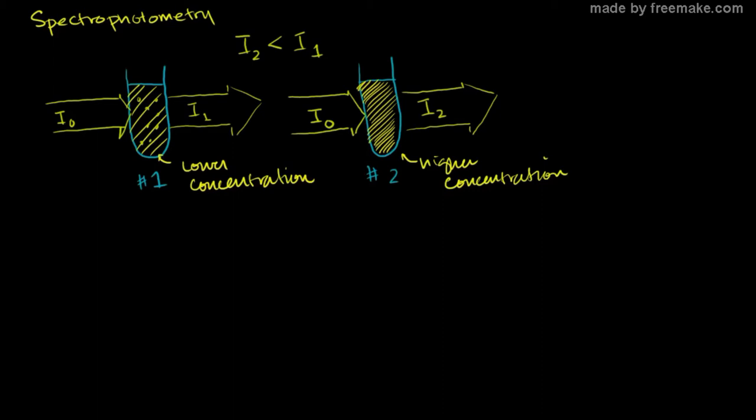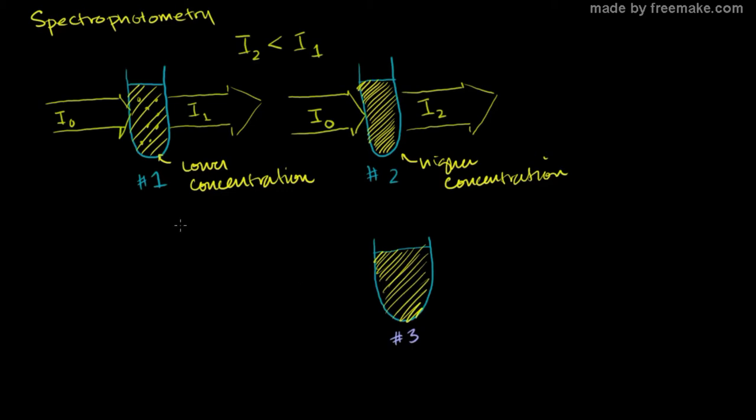So if you have another situation, let me draw another beaker. If you have another beaker that is maybe twice as wide, and let's say it has the same concentration as number 2. We'll call this one number 3. It has the same concentration as number 2. So I'll try to make it look fairly similar to this.